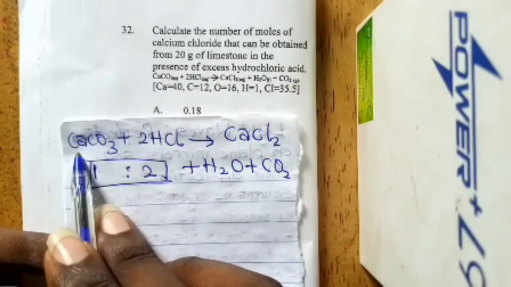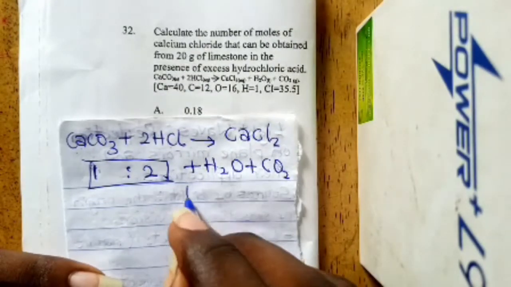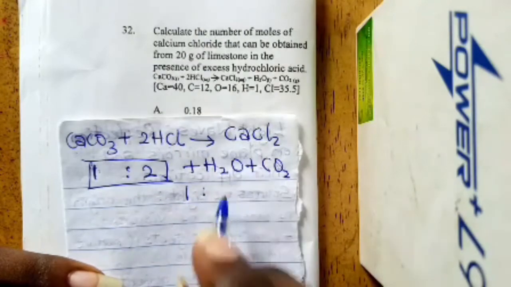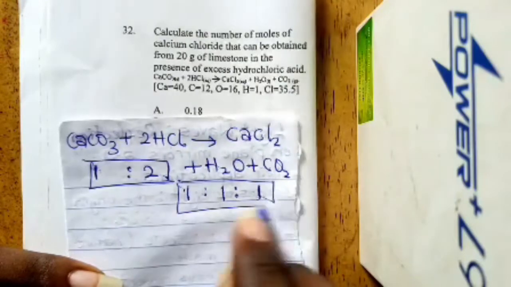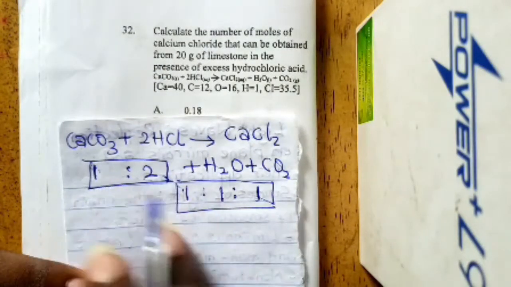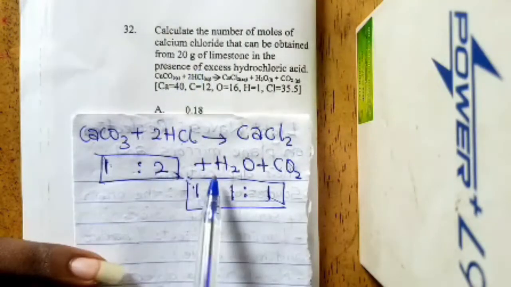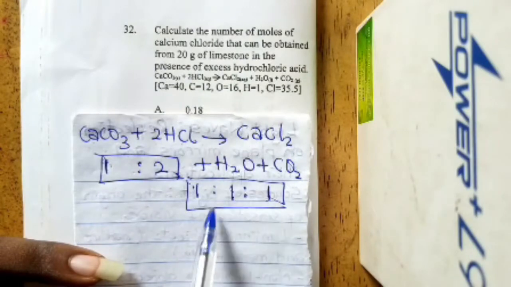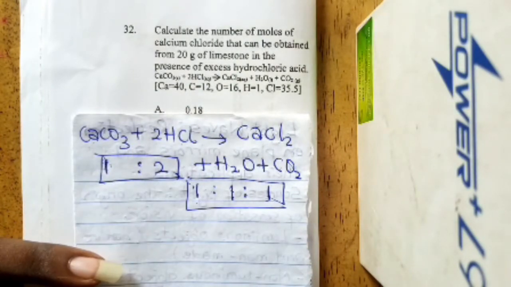1 mole of this combines with 2 moles of this to give us 1 mole of calcium chloride, 1 mole of water, and 1 mole of carbon dioxide. So firstly, we write out our mole ratios. This is the mole ratio. And we are told: what number of moles of calcium chloride will be obtained from 20 grams of limestone?